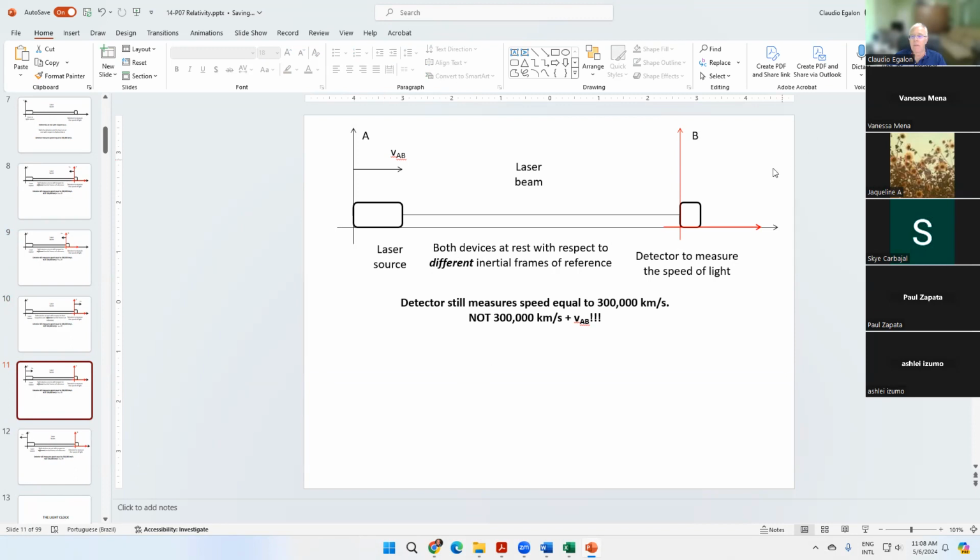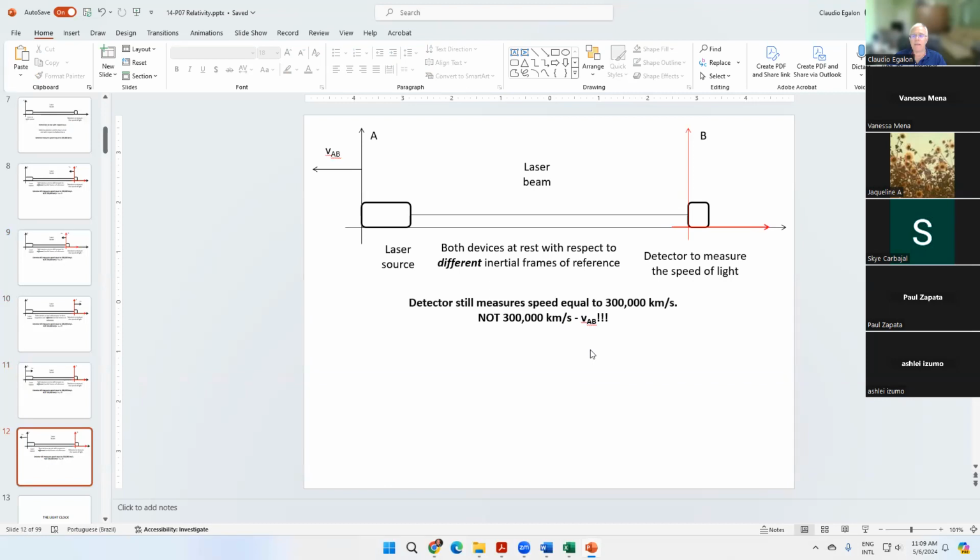It doesn't matter if it is the referential frame B that's moving towards the laser or the laser moving towards the detector. It's still going to be 300,000 kilometers per second, not 300,000 kilometers per second plus VPA. Okay, and here you go, receding, right? It's still 300,000 kilometers per second. That's the central idea of special relativity, the theory of special relativity of Einstein. Okay, and it is very difficult to accept that, very difficult to understand it.